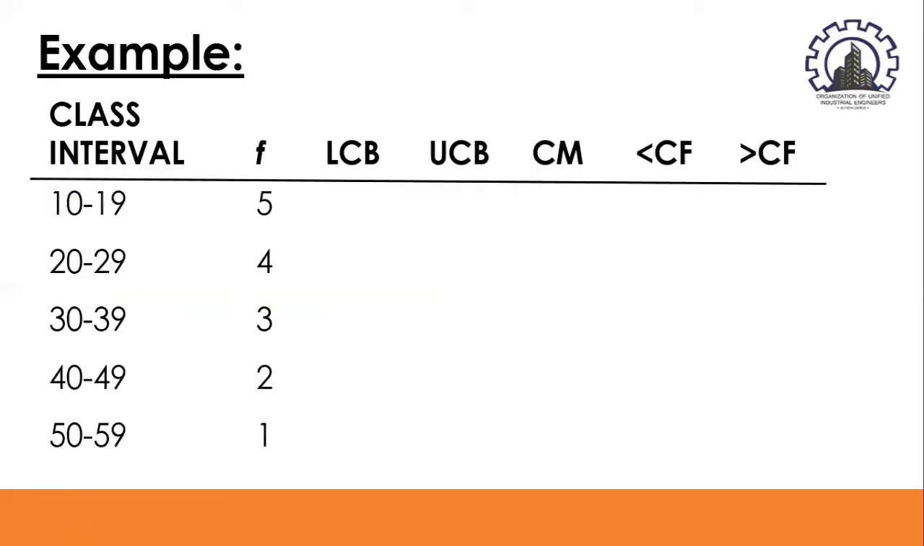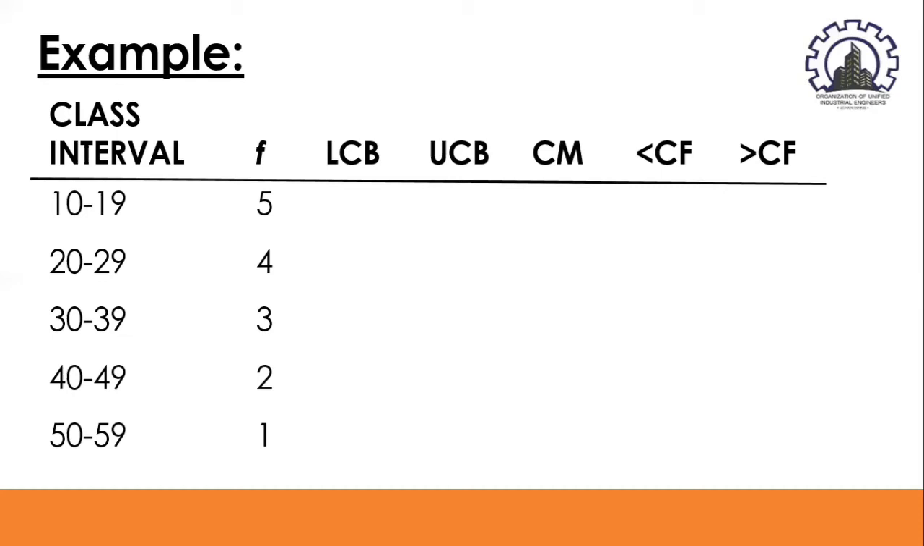Now, in order for us to better understand how to construct a frequency or a grouped frequency distribution table, let me give you an example. As you can see there in our example, you have there 1, 2, 3, 4, 5, 6, 7 columns. Your first column is designated for your class interval. Second, you have your frequency. Third, you have your LCB. Fourth, you have your UCB. Fifth, for your class mark. Sixth, your less than CF. And the last column, that would be your greater than CF.